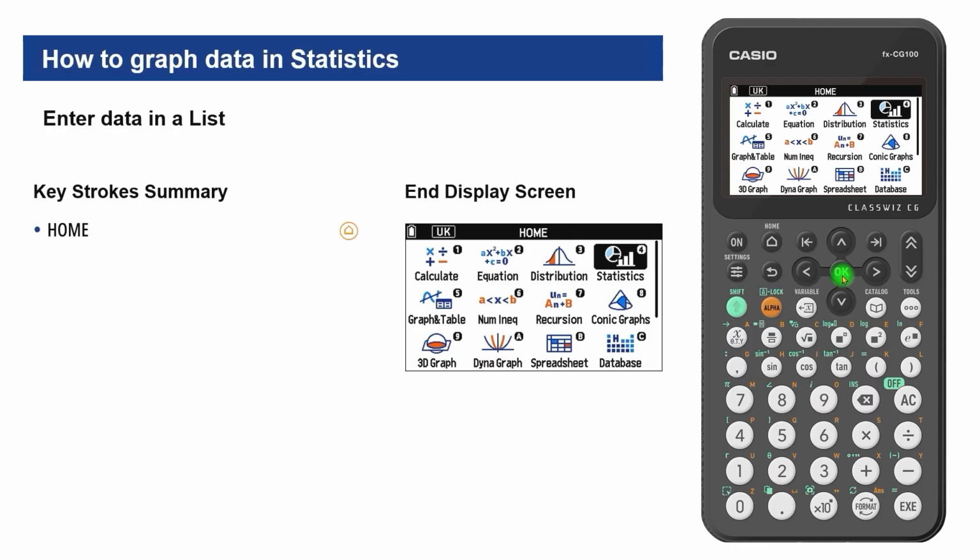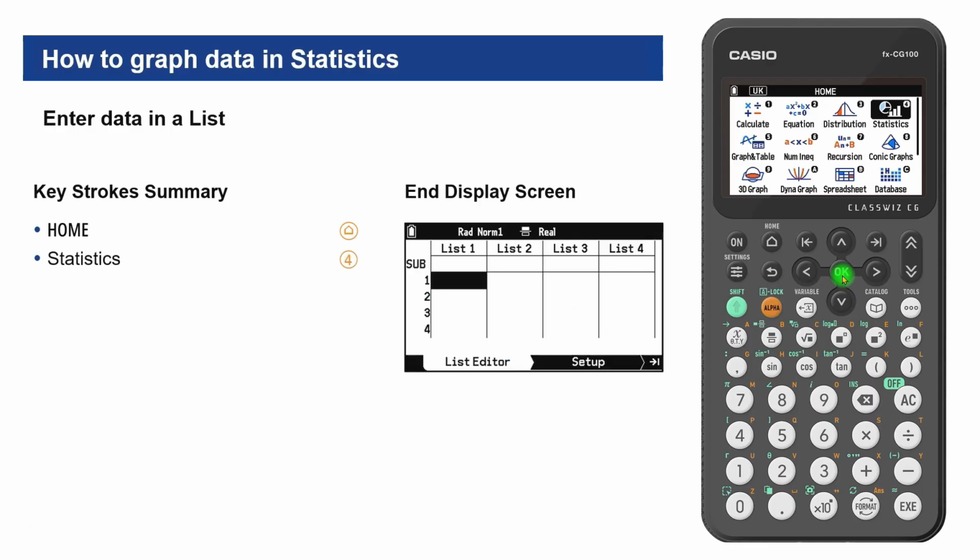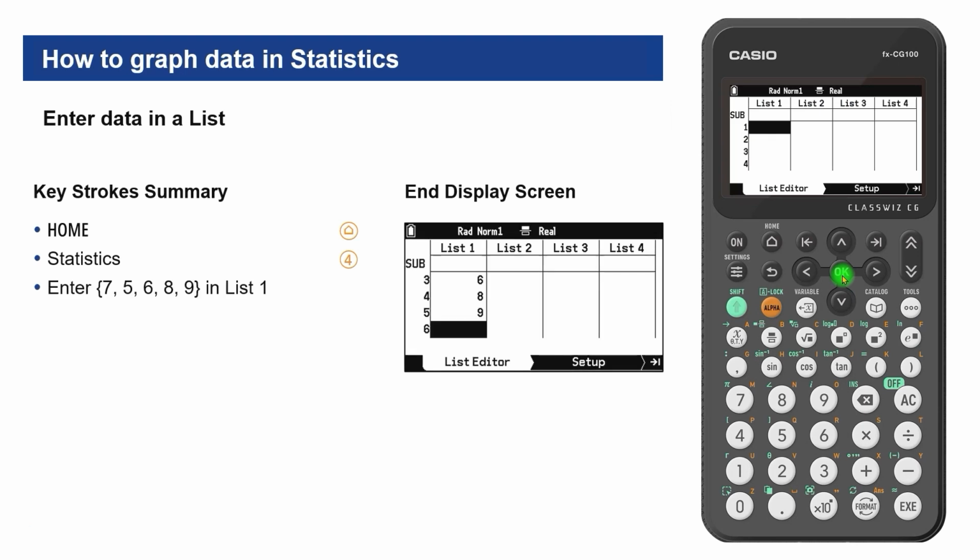Press Home and select Statistics by scrolling or using the shortcut. For convenience, we will enter our data in list 1 or scroll to store in a different list. Enter the data, confirming after each value. Then scroll to the top of list 2.